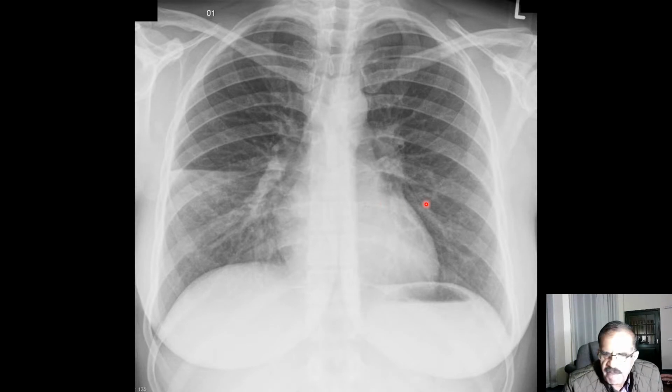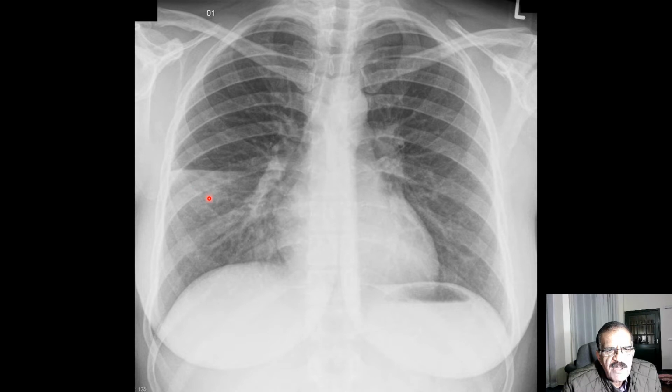This one is slightly different. I'm sure you have figured it out. There is an opacity, but this time it is not on the upper part, it's in the lower part here. Now, instead of having a lower sharp margin, this opacity has got a very sharp upper border. This is again transverse fissure, and the lobe below the transverse fissure is the middle lobe. So this consolidation is in the right middle lobe.